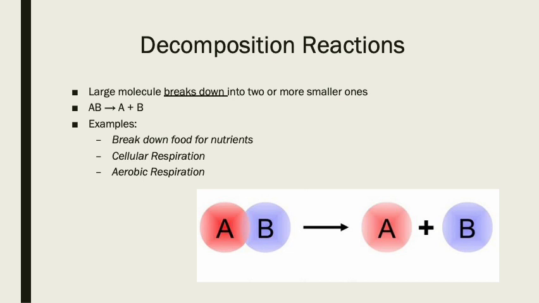So we use these in our body to break down food and nutrients. When we eat food, it has to be broken down. It doesn't go into our stomach and stay the same as it was. We have to break it down with enzymes and chemicals. So that is decomposition. In cellular respiration, we break down glucose to make energy. And then in aerobic respiration, we also break down glucose to make energy.